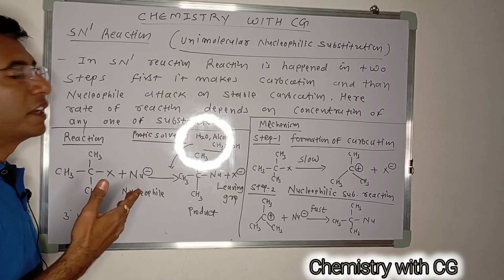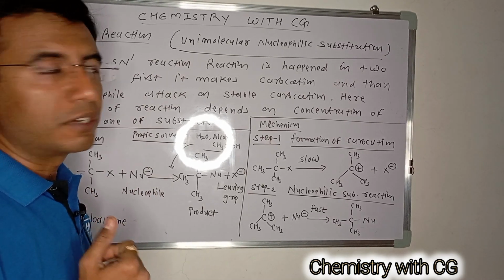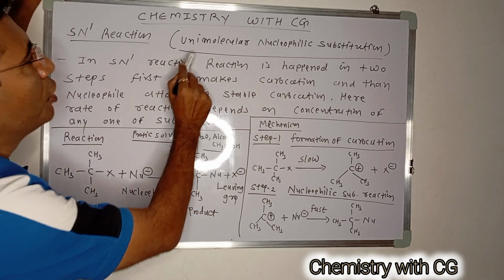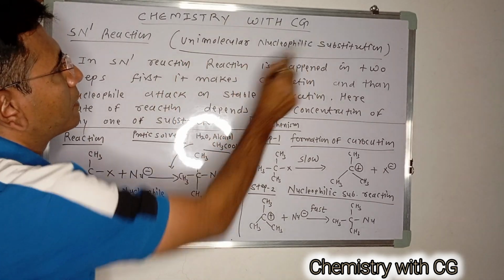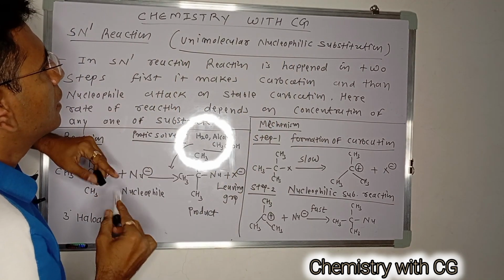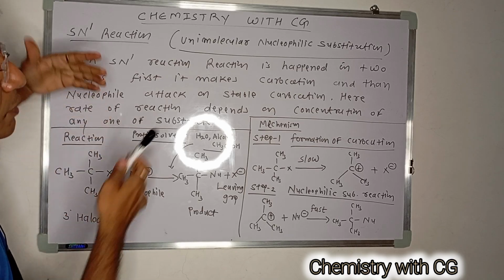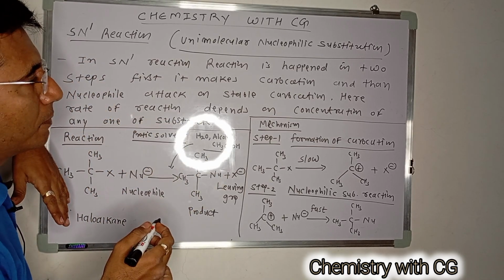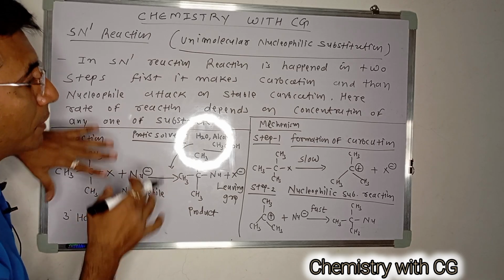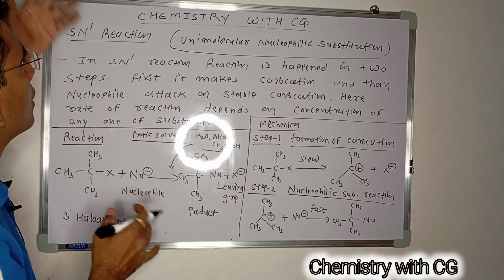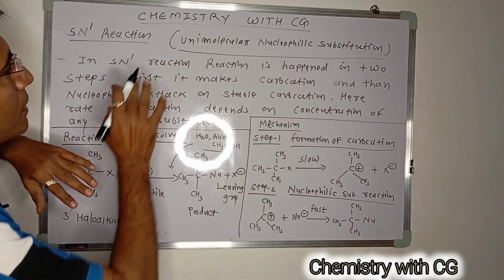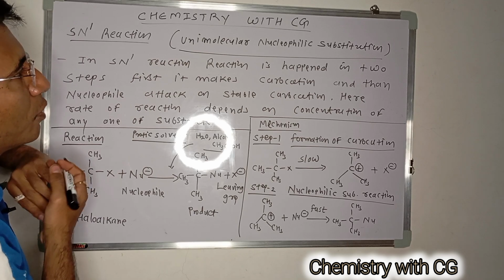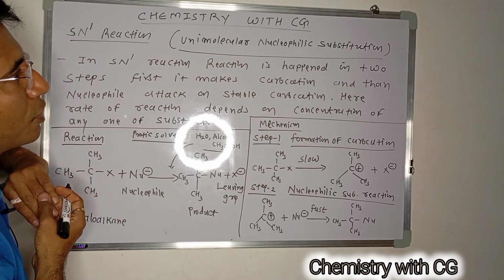Friends, we have the next example which is the SN1 reaction. It is called the unimolecular nucleophilic substitution reaction. Here how it happens, we explain with the mechanism of it. First we learned the SN2 reaction and then we have SN1, but here the mechanism is also present. So the SN1 reaction is basically known as the unimolecular nucleophilic substitution reaction.